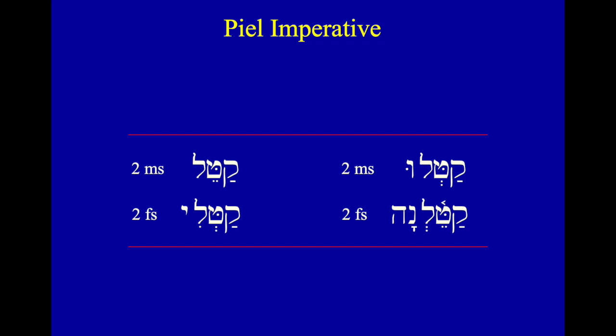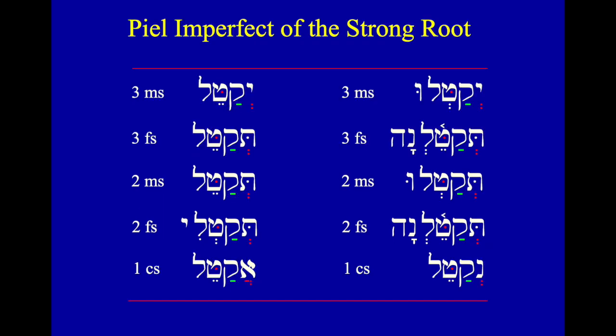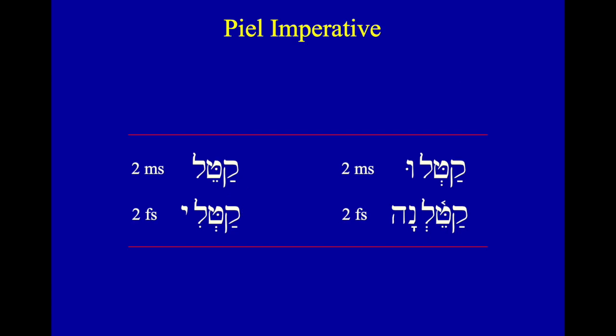I'm going to back up a second to the previous slide and just show you one more time. Our second person forms: tukatel, tukatali, tukatalu, tukatelna. Those are our second person forms. And so instead of tukatel, it'll just be katel. And instead of tukatali for second feminine singular, an imperative would be katali. And that's exactly what we get.